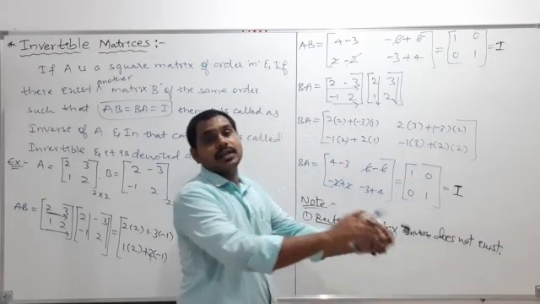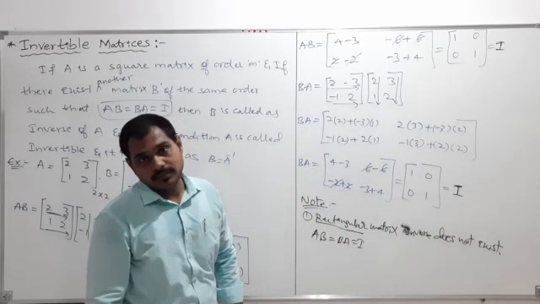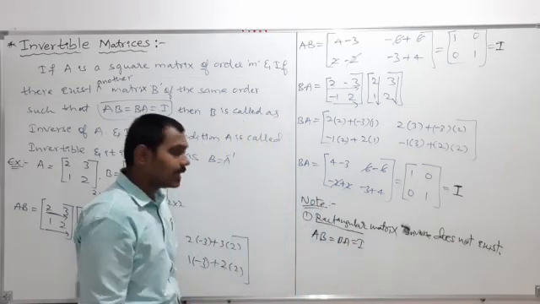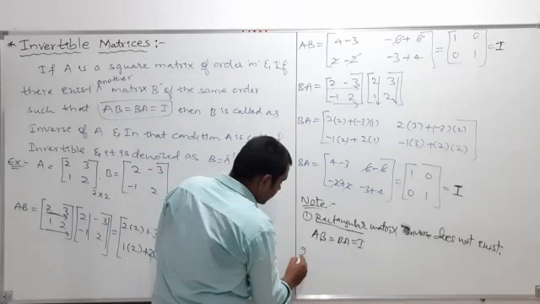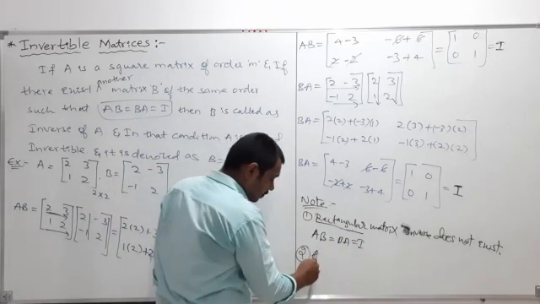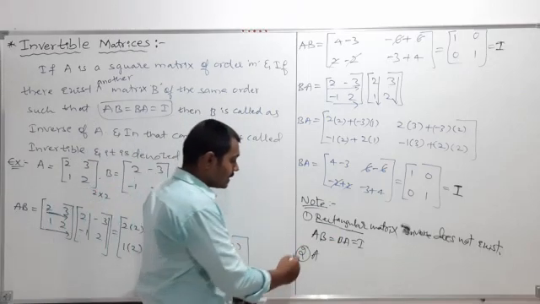Whenever you are finding the inverse of a matrix, the matrix must always be a square matrix. Clear? Next, my dear students, the second note: A is called the inverse of B, and B is called the inverse of A. This is the second note.